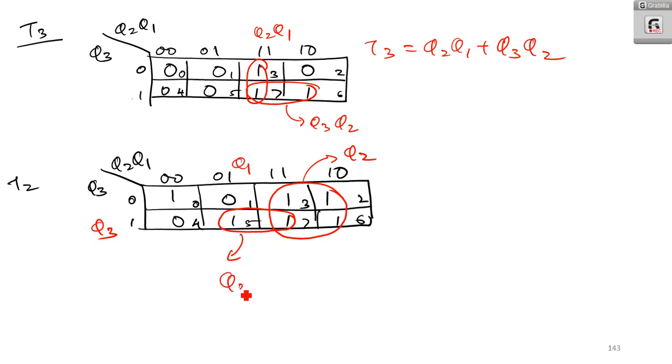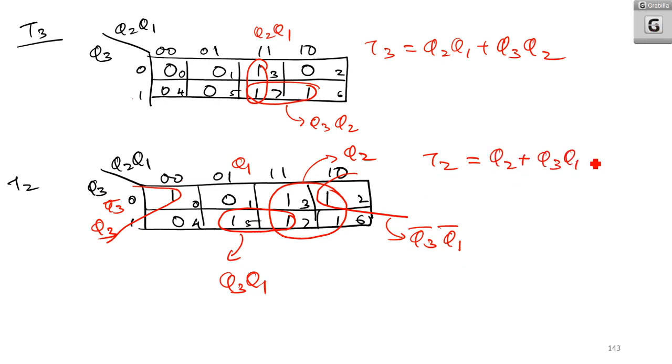That is Q3, Q1. Then I can club this one and this one. Okay. So I am clubbing those elements which are common. Q3 bar is common, and here Q1 bar is common. So that is Q3 bar, Q1 bar. Therefore we can write T2 is equal to Q2 or Q3 Q1 or Q3 bar Q1 bar. Okay. That we can write as Q2 or Q3 XNOR Q1. That is T2.